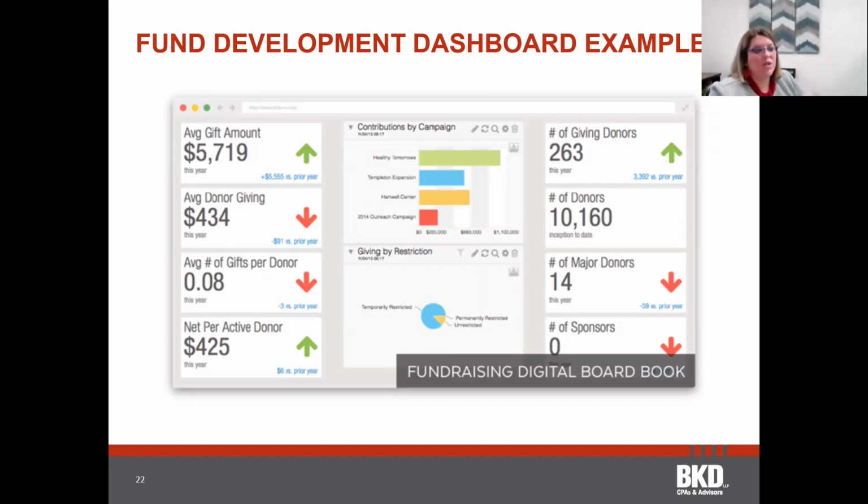Looking at major donors set by some kind of threshold that you have, and then knowing that your development team needs to focus on those major donors and make sure that they're maintaining good contact, that they're keeping them informed, sharing information, keeping them engaged so that they continue to fund your mission.